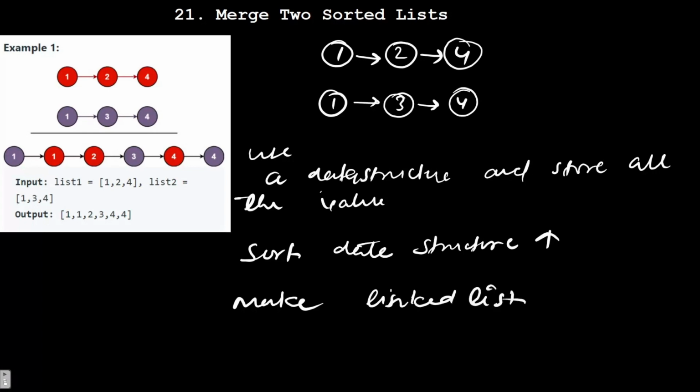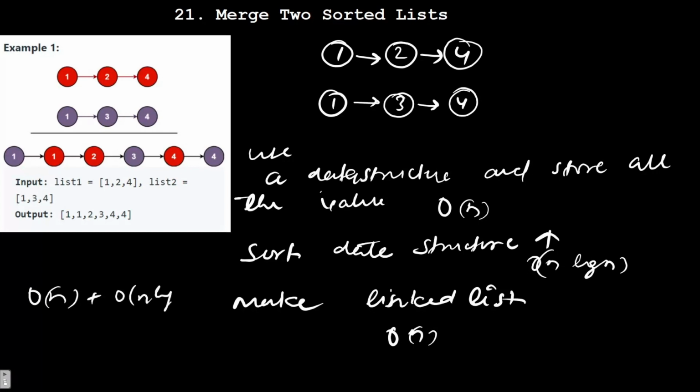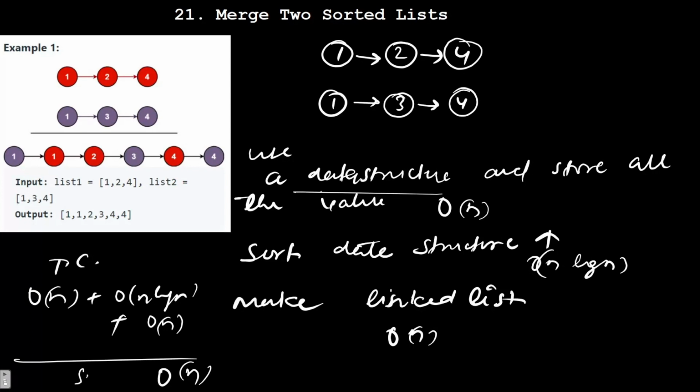So how much time is it going to take? In the first step, where we are storing all the values in the data structure, it is going to take big O of n time, and then we have to sort all the values, which will take around big O of n log n. Then we have to make a linked list out of this data, which also takes big O of n. So you can see that this is very time consuming: big O of n plus big O of n log n plus big O of n. The space complexity is also big O of n, as we are using a data structure for storing all the values.